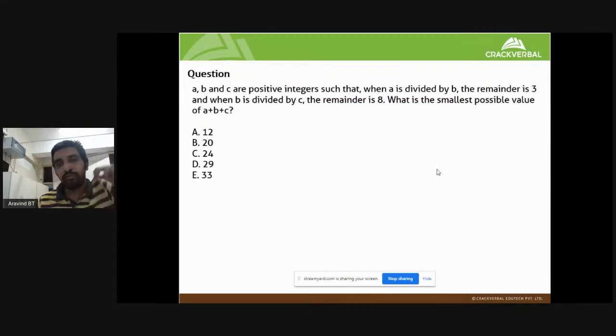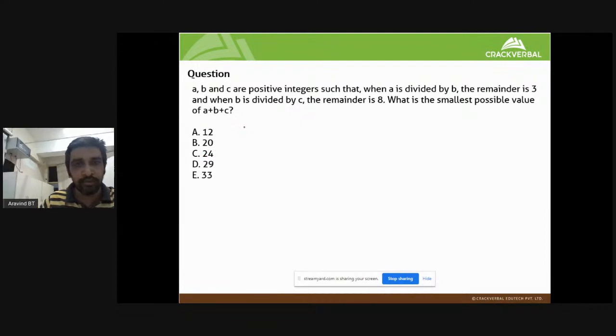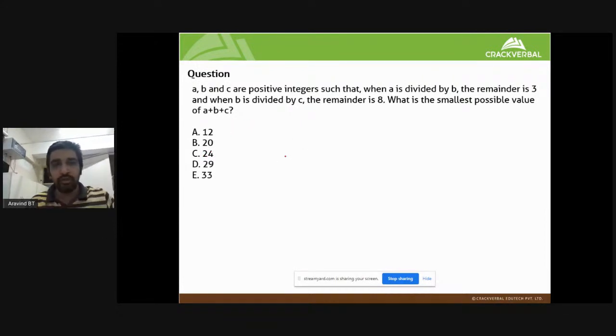All right, people. So that's 90 seconds. I hope all of you were able to attempt this question and get an answer. I'll give you the correct answer once we decipher the question. So A, B, and C are positive integers such that when A is divided by B. When I look at the statement, my approach is to keep it simple and draw the division process.